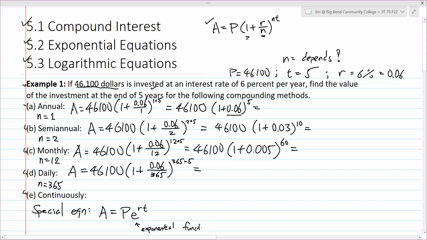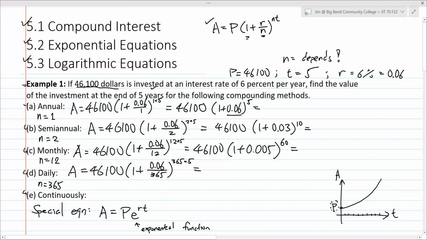It's more clear if we explain this on the graph. So let's say that your amount A depends on the time. And let's say that P is your initial amount right there. So that number on the y-axis will be, for example, $46,100. And then the exponential function would be something like that to show how your money grows continuously over time.